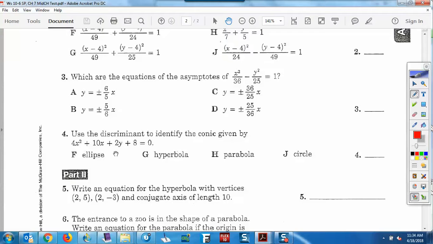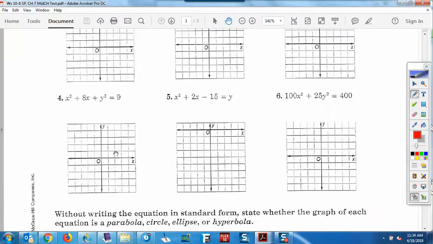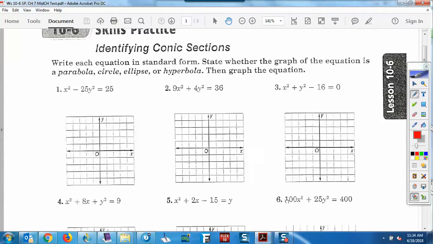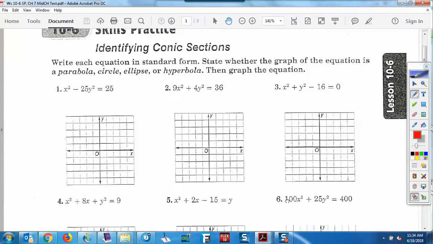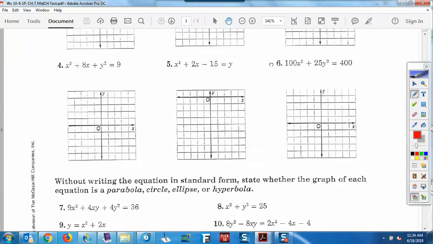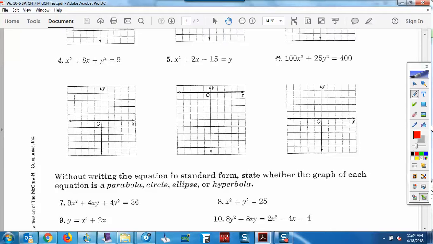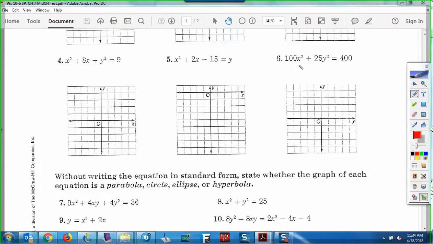Number 6 on the other side. This one? What's it say? State what it is, and then graph it, and write it standard. Okay, so what is it right away, right off the bat? What is it? It's an ellipse.